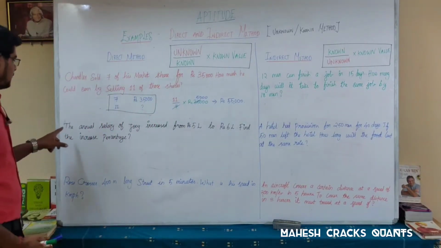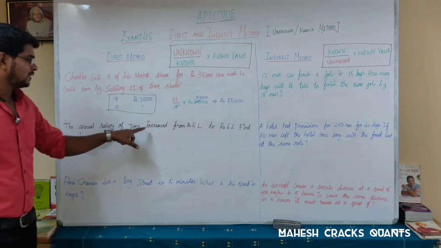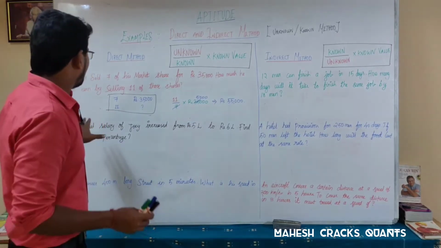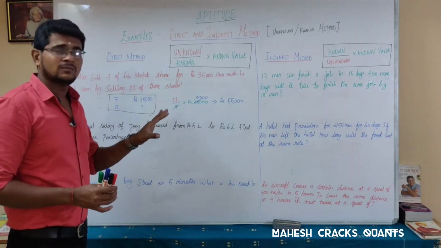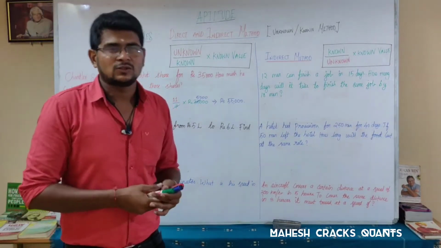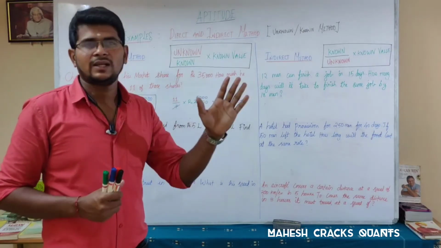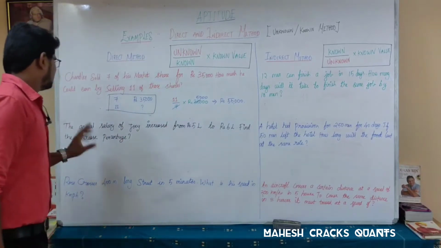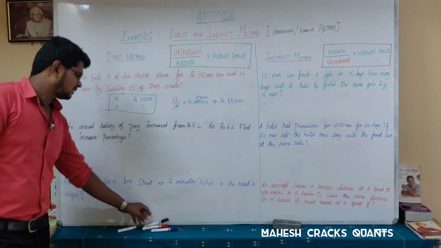Next sum. The annual salary of Joey increased from rupees 5 lakh to 6 lakh. So what are the values we have? 5 lakh and 6 lakh. Two numbers are there. Find the increase percentage. The question is to find the increase percentage.